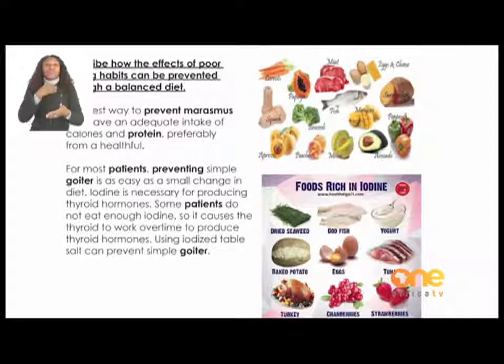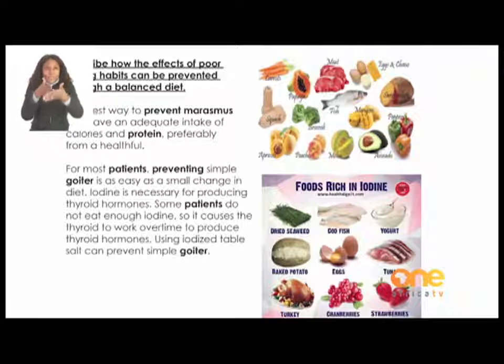So this is telling you that in order for you to prevent goiter, you must have some iodine in your diet. You can get iodine from using iodized table salt, the normal salt that we put in our food. Just by having it, it will be able to prevent goiter.